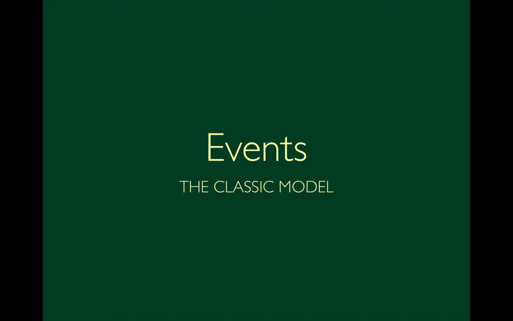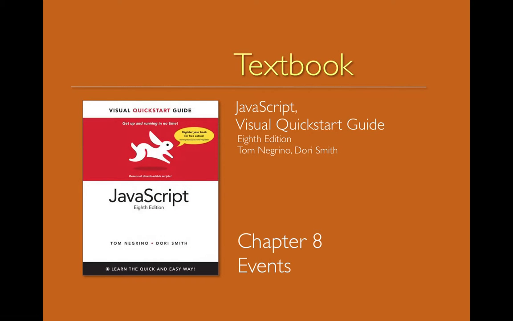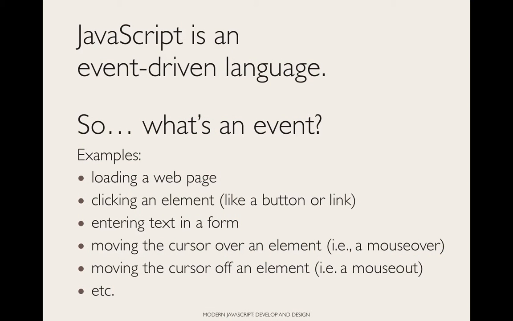The classic model of events. If you need a reference besides the W3C school site, there is the textbook on Blackboard that's available for free through the library ebooks. Instructions are online in our Blackboard course. It's the Visual Quick Start Guide to JavaScript. Events are in Chapter 8. The first few pages are pretty good. It gets kind of cryptic toward the end, but it's a good reference if you need it, and it's free.